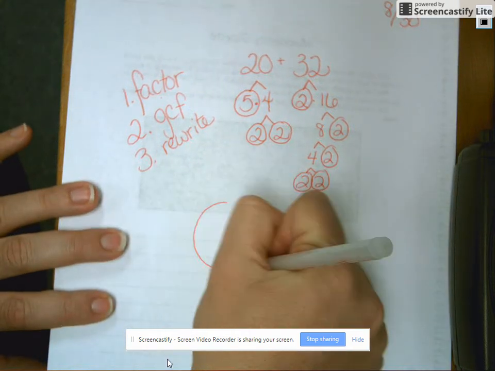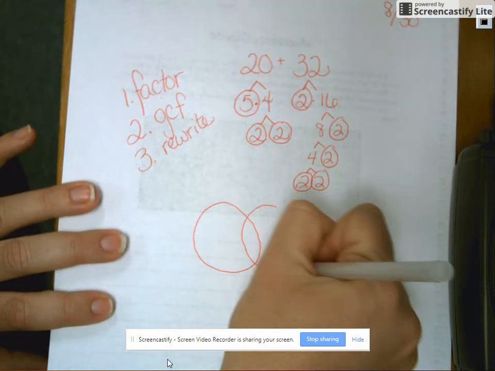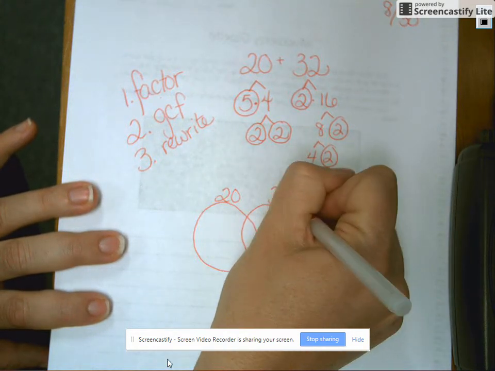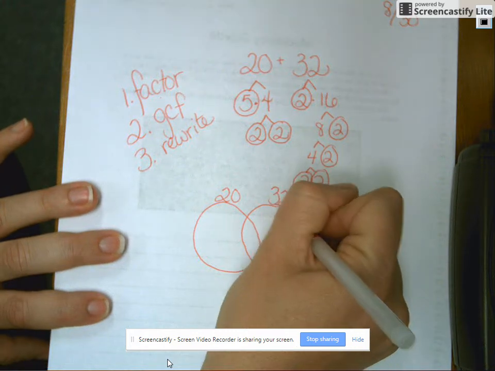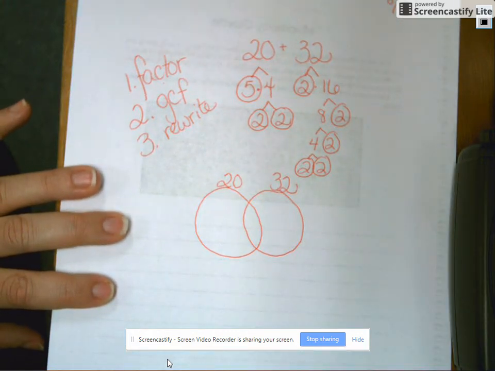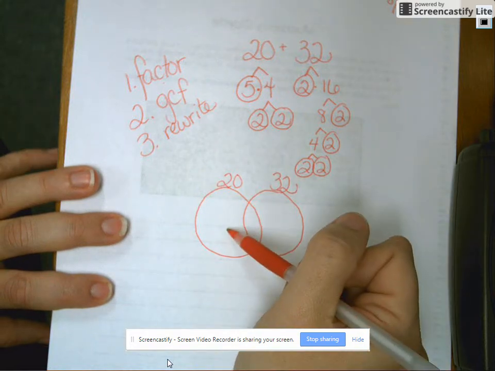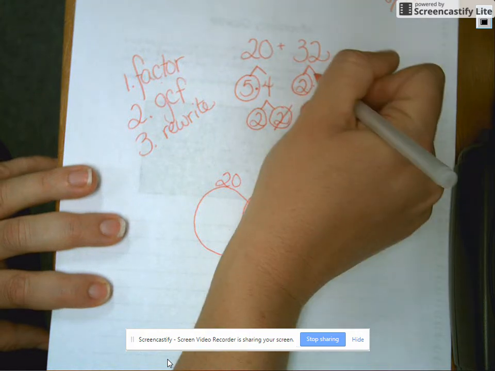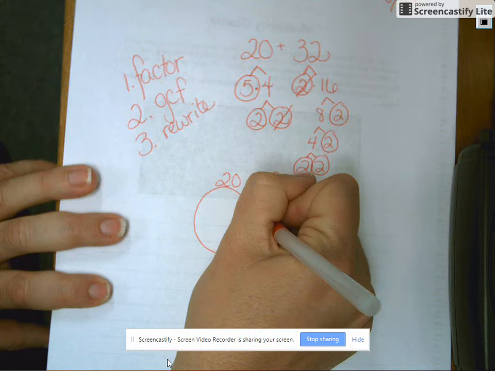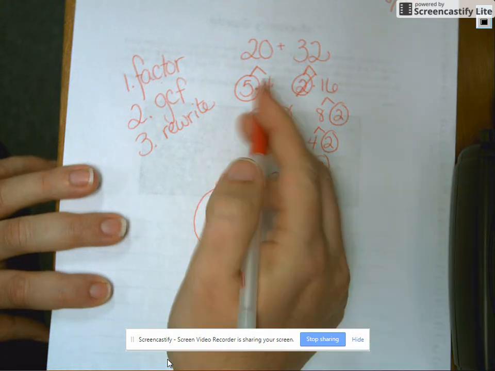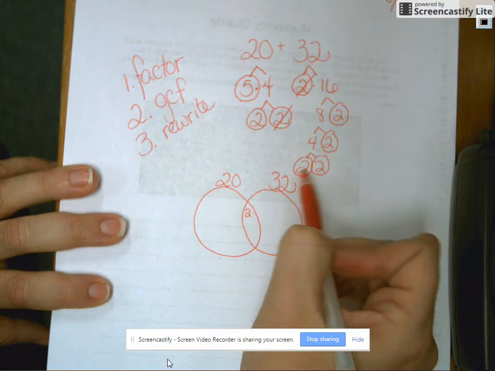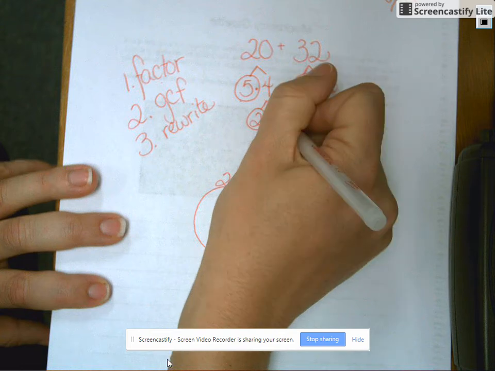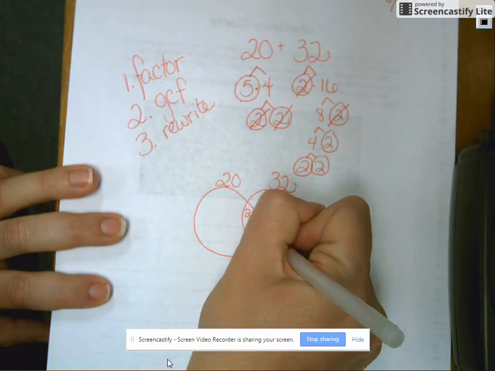Remember, to do this, we have our Venn diagram, and you can see the video about that if you forgot how to do your Venn diagram. But here I have the Venn diagram, 20 and 32. Here I have 2, and here I have a 2. So they have those in common, so I'm going to put it here. Now, 20 also has a 5. 32, no 5, so that one isn't common. But here I do have another 2. So I'll cross out another 2 from each side.